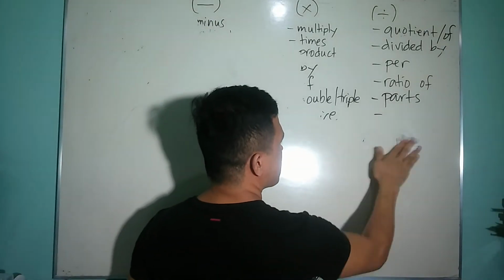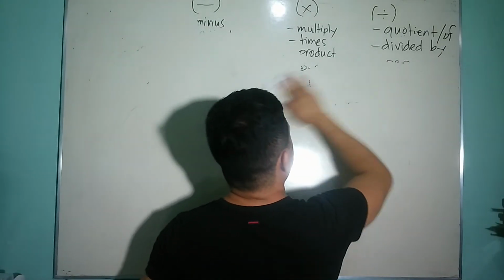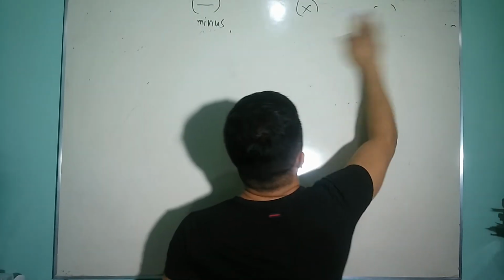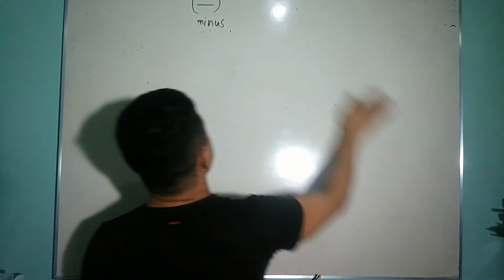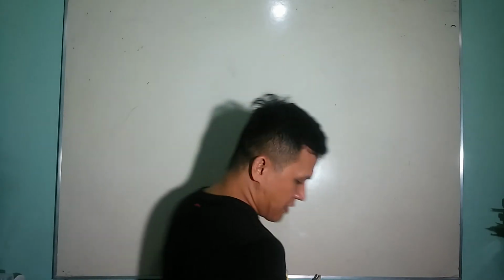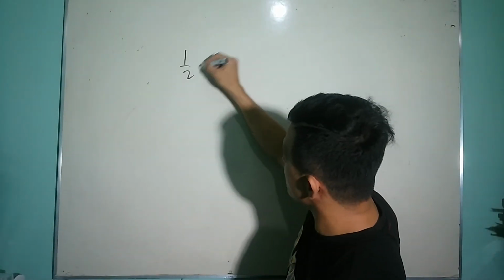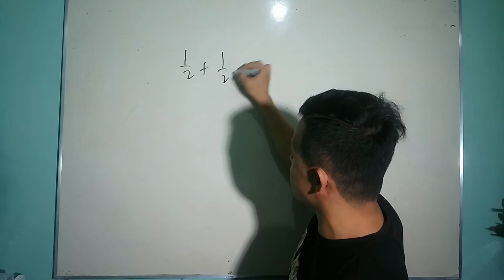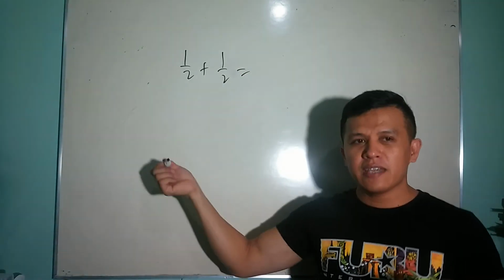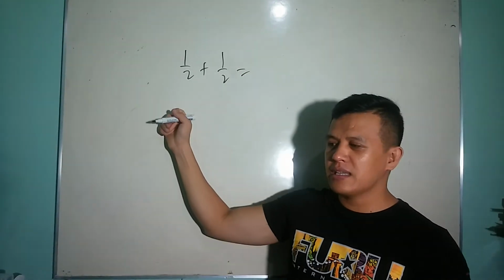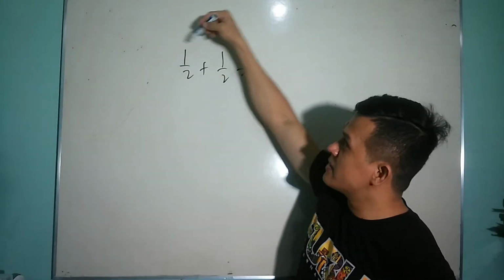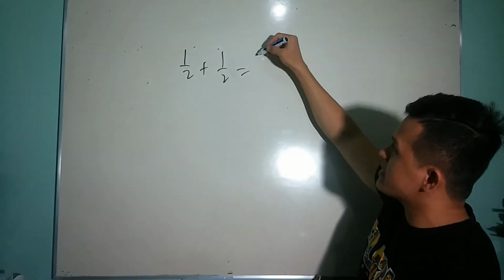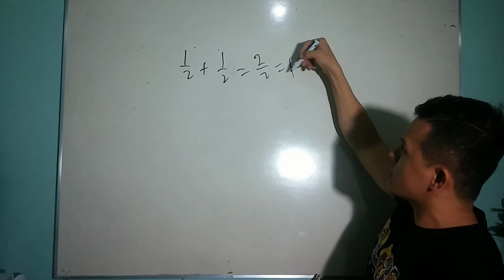Okay, now if you're dealing with fractions, it's really very hard when there is a lot of them. So shall we say 1/2 plus 1/2? It is very easy because adding or subtracting fractions having the same denominator, you just add the numerators and copy the denominators. So this one is just 2 over 2, or equal to 1.